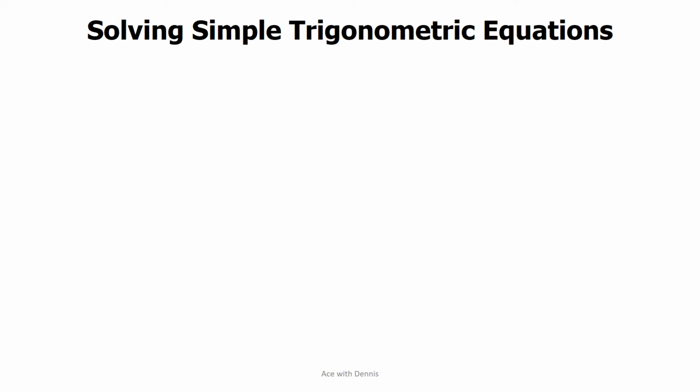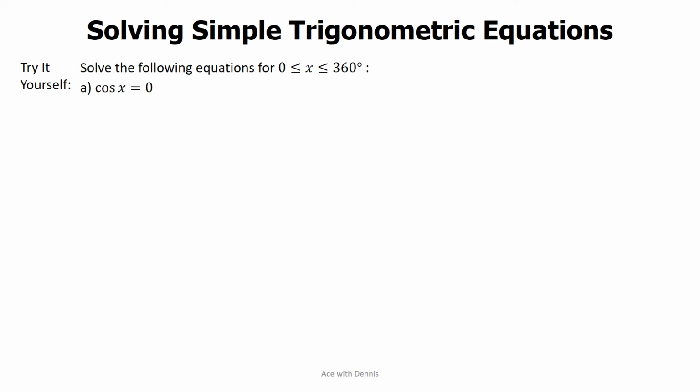Okay, now it's your turn to try this similar example yourself. Solve the following equation for the x range of 0 to 360 degrees. A, cosine x equals 0. B, cosine 2x equals 0. C, cosine (2x plus 35 degrees) equals 1. D, cosine (2x minus 35 degrees) equals -1. You can pause the video and try to solve it yourself.